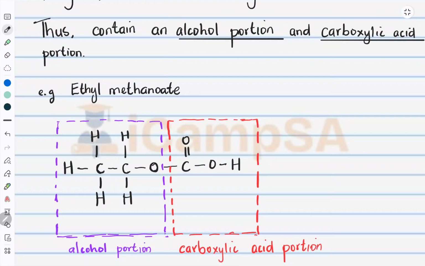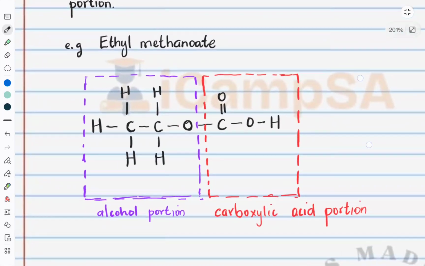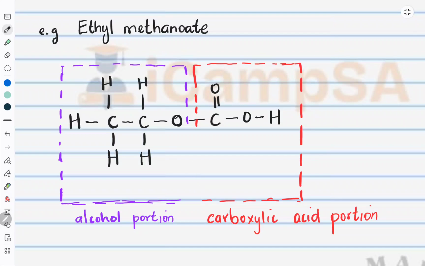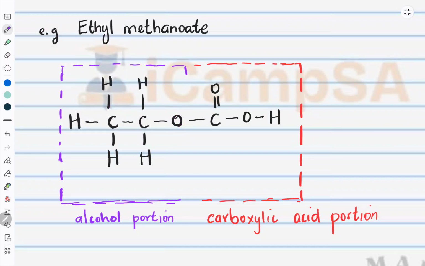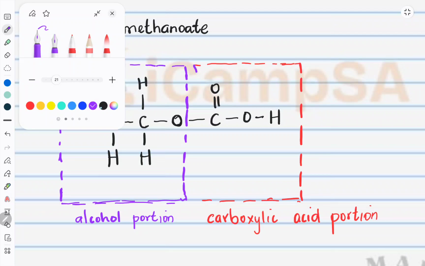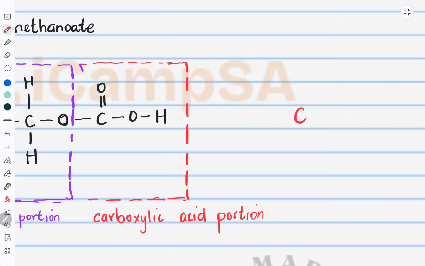A good example is ethyl methanoate. This is what a normal ester would look like, the whole compound. What we normally do is go to where the O is, because the O is usually in the middle. On one side of the O is the alcohol portion, and on the other side is the carboxylic acid portion. How do we know the carboxylic acid portion? Because if you remember, carboxylic acids have the functional group COOH.